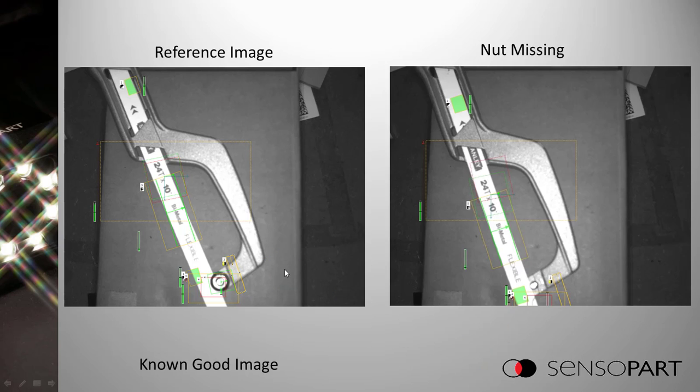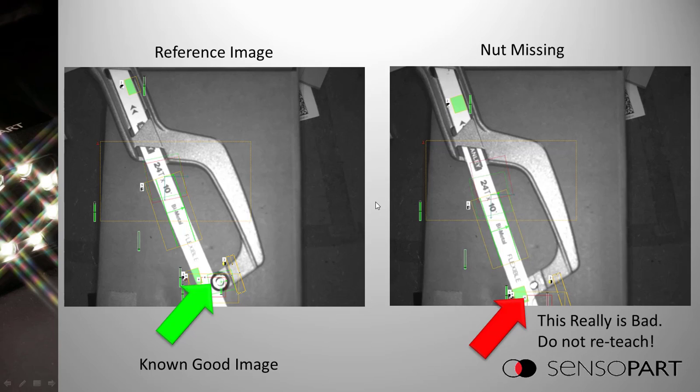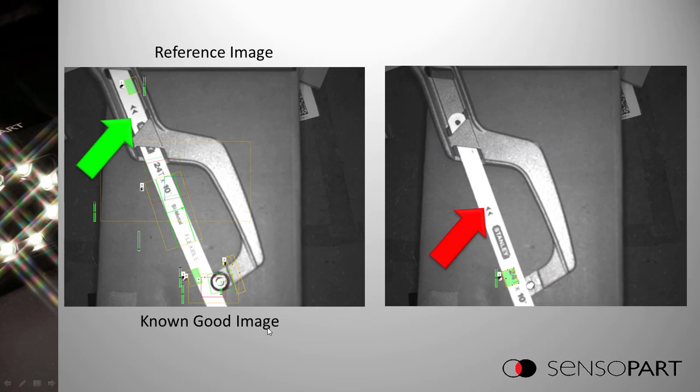Anyway, here we have the reference image on the left again, and the image on the right looks the same. Here you can see the nut is missing. So you want to check the bowl feeder and nut delivery system instead of reteaching the missing nut as a good part. In this example, you can see the blades slid down, the position's wrong.